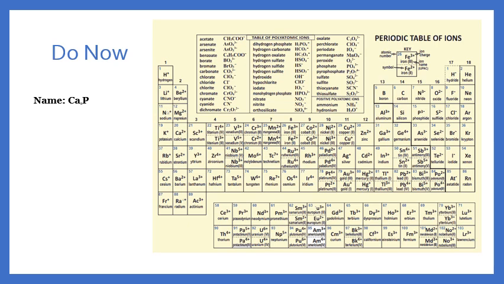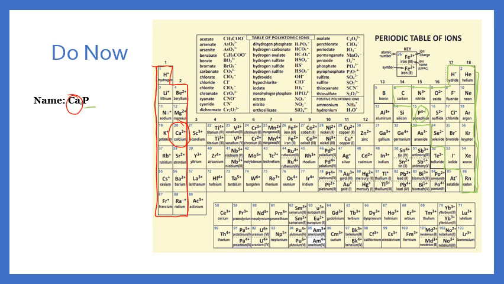So the do now is just a review of last class. It wanted you to name this compound. And the first thing to determine is this metal, is this a transition metal or a group 1 and 2 metal? Calcium is in fact right here, so it's a group 1 and 2 metal. And then phosphorus, is it a polyatomic ion? So is it many nonmetals together, or is it just one? Well, phosphorus is just one. So we are just simply taking a group 1 and 2 metal bonded to a nonmetal.